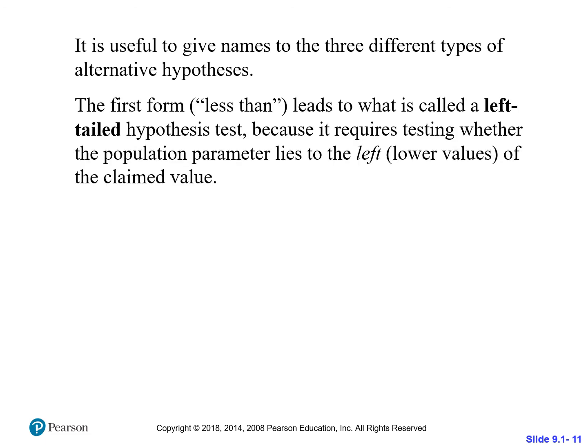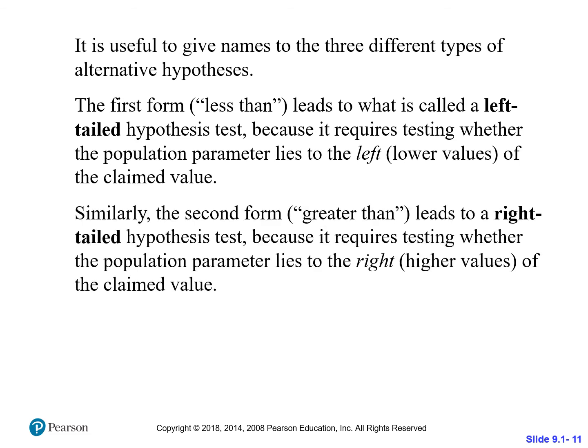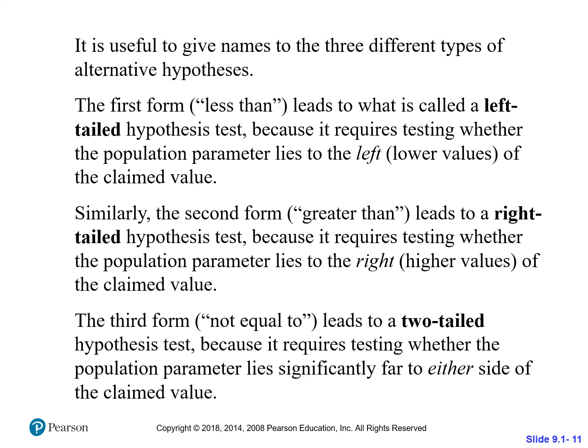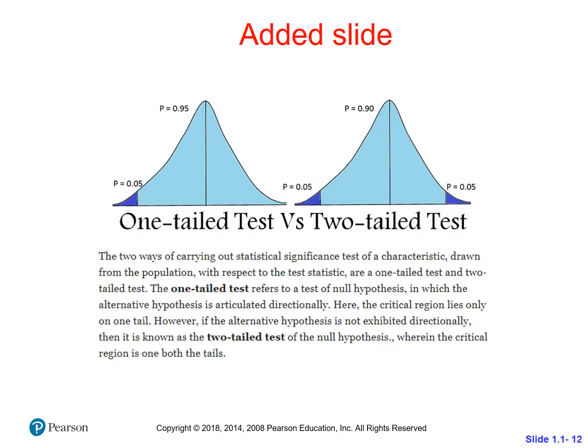The less than is what we call a left-tailed hypothesis test, because it requires testing whether the population parameter lies to the left of the claimed value. Then we have a right-tailed for the greater than, because it requires testing whether the population parameter lies to the right of the claimed value. And then a two-tailed, which is what we call the not equal to, because it requires testing whether the population parameter lies significantly to either side of the claimed value. Again, this will make a lot more sense if you look at those examples in the 9.1 PowerPoint.